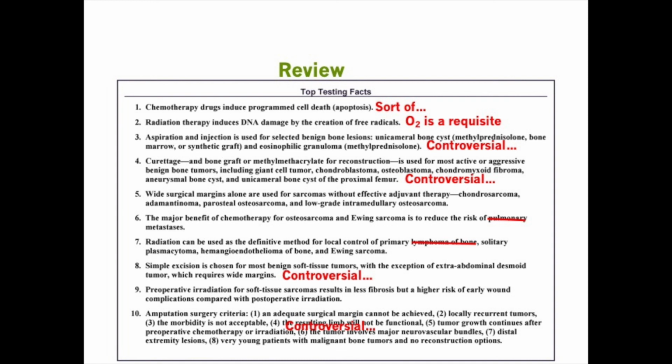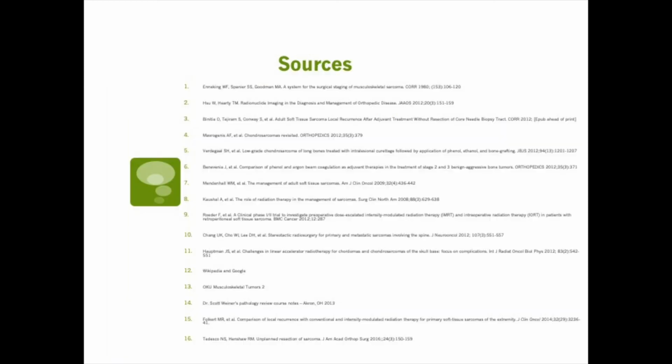Finally, amputation surgery criteria. This is incredibly controversial and very patient-specific and case-by-case, so I'm not even going to bother going over that. However, these are some things where it may be obvious to amputate an extremity and may be tested on, but a lot of it is intuitive. Things like a non-functional limb, multiple recurrences, major resection of neurovascular bundles. There's almost no point in preserving the limb any longer, but again, it's more intuitive than anything you need to learn per se.